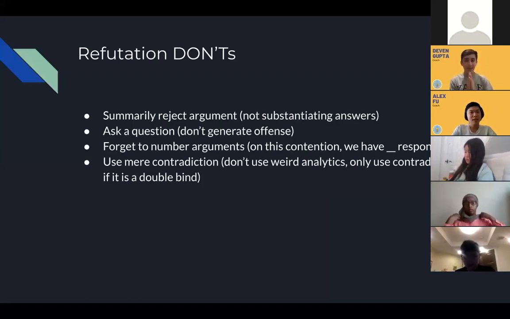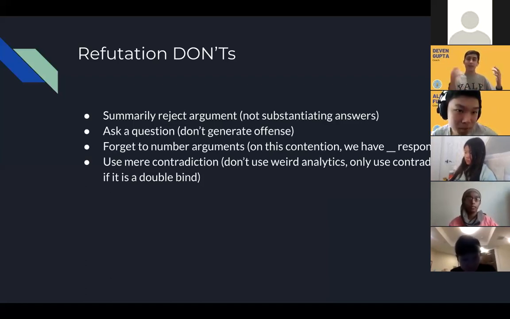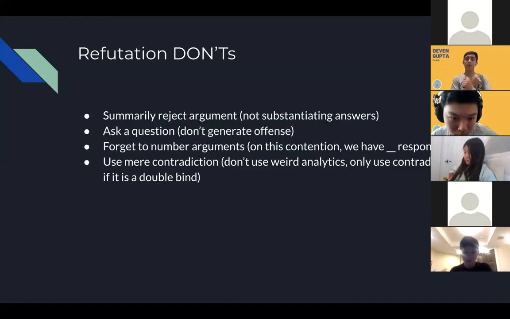You can point that out, and it's a good idea to point that out, but don't use that as your only response to both contentions. When you're pointing out that there's a contradiction, that's what's called a double bind, because they're binding themselves together with two contradicting pieces of evidence. Okay.